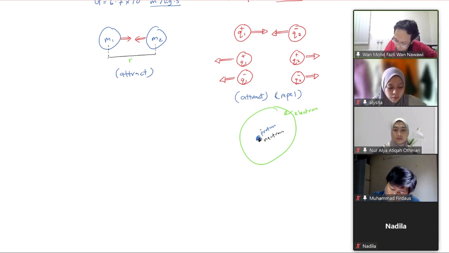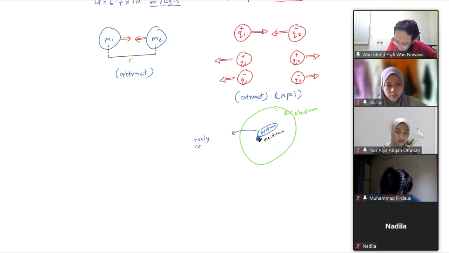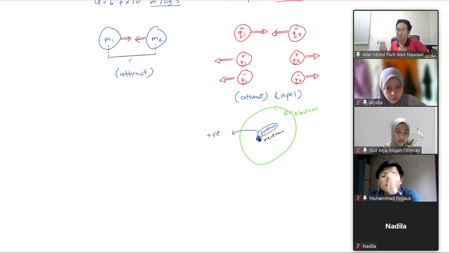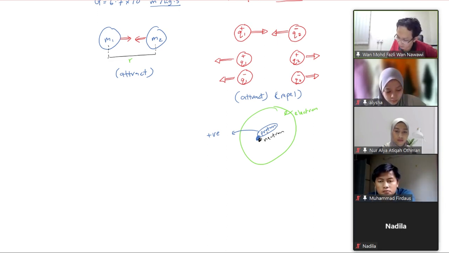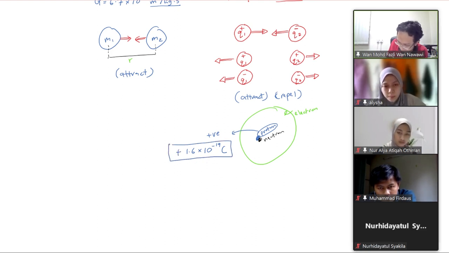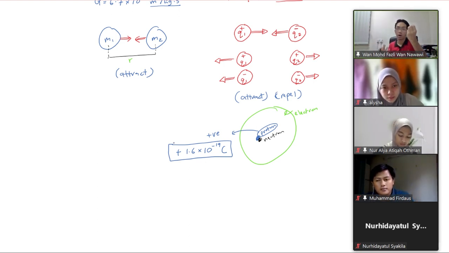So the proton here is positively charged. I put positive. So the Q is basically the amount of charge here. The amount for one proton is 1.6 times 10 to the power of negative 19 coulomb. Because it's positive, it's positive. So that is what Q1 and so on are. Any proton carries this amount of charge.